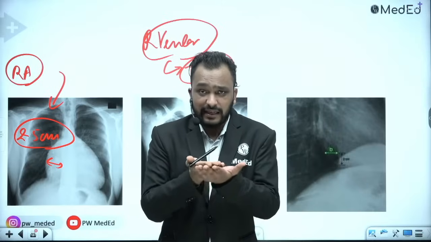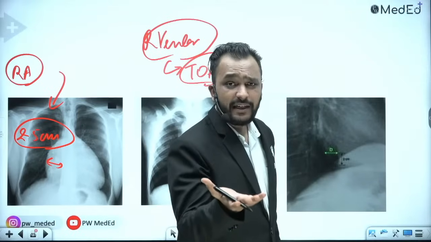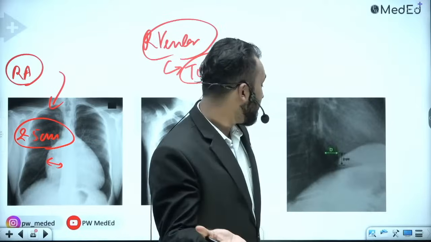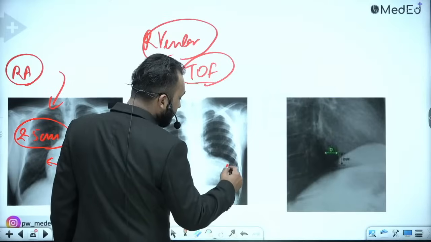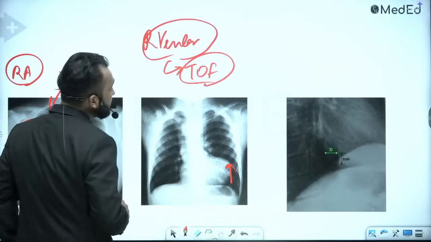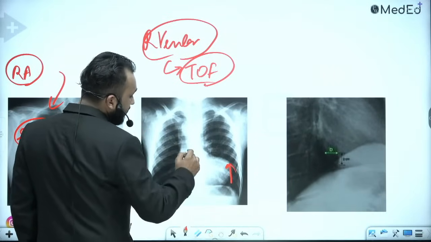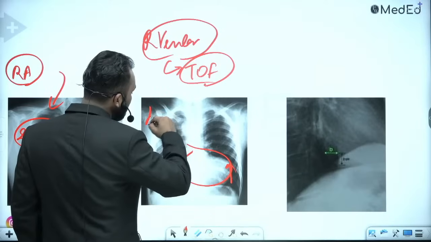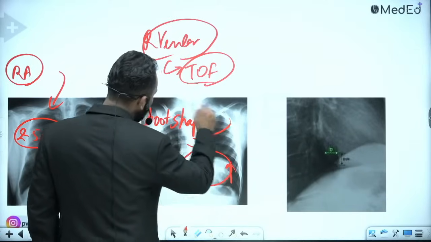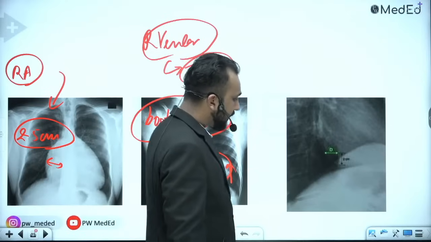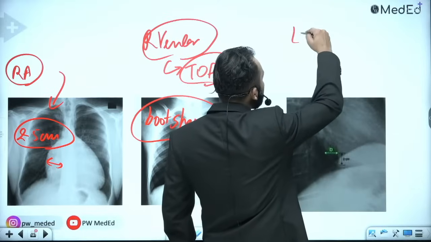So whenever there is enlargement of the right ventricle, it will shift the apex of the heart upwards, right? And when this apex of the heart is shifted upwards, this is basically the boot-shaped heart that you will see. Boot-shaped heart will be seen in patients with tetralogy of Fallot, right?